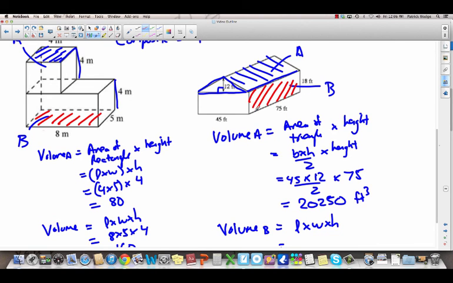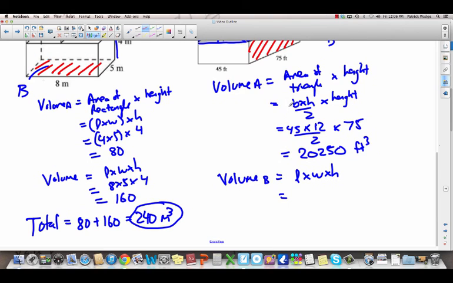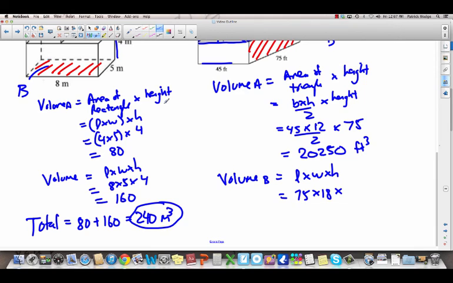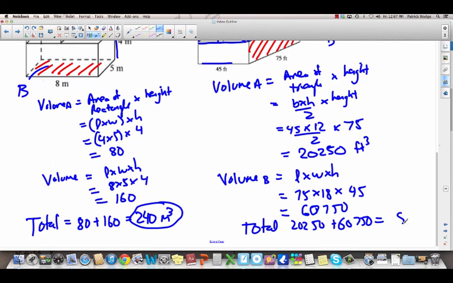What are the dimensions of that? Length times width, 75 times 18. So then what would the height be? This would be the height here, the 45. And if you multiply those three numbers together, you will get 60,750 total. Add the two together. 20,250 plus 60,750 equals 81,000 cubic feet, or feet cubed.